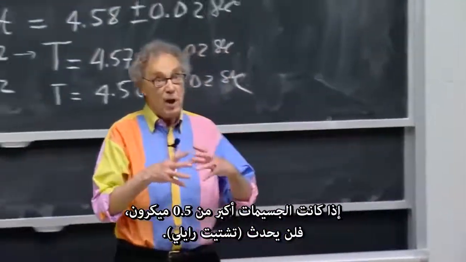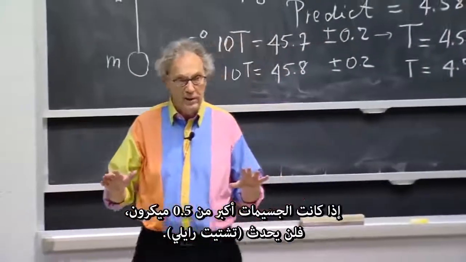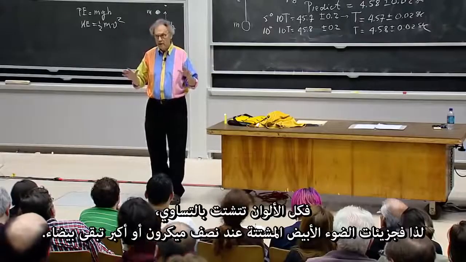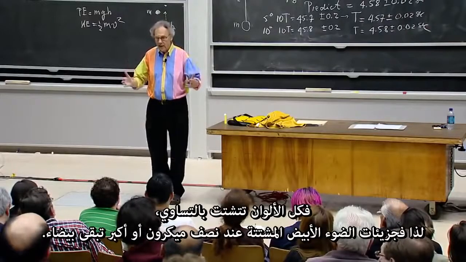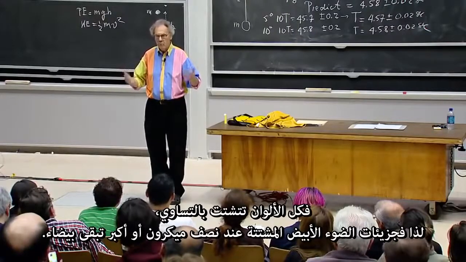If the particles are as large as 1/2 a micron, then there is no longer Rayleigh scattering. There is no preferred scattering for the blue light. All colors scatter equally, and so white light scattered off particles that are 1/2 a micron or larger remains white.